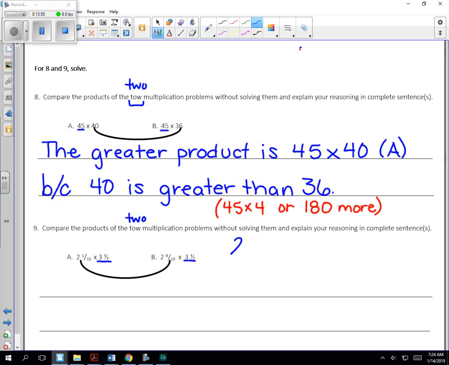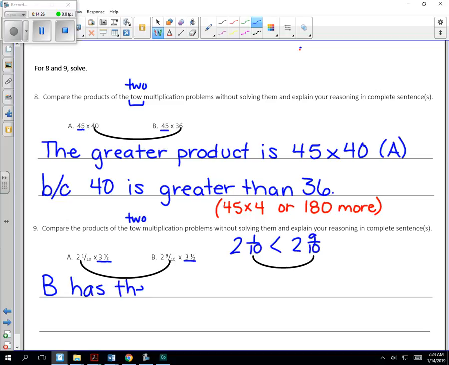So if we compare 2 and 1/10 to 2 and 9/10, because the whole numbers are the same, we're only going to compare the fraction part of it, which would be 1/10 compared to 9/10. Because they have the same denominator, we're going to look at the numerators. 9 is greater than 1, therefore 2 and 9/10 is greater than 2 and 1/10. So the greater product would be B.